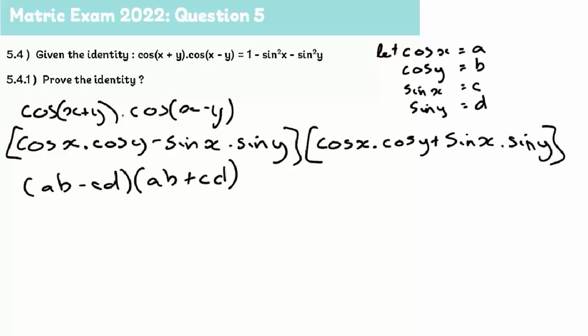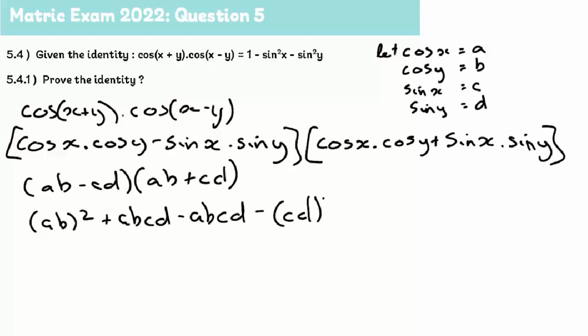What we get is ab times ab, that's ab squared, plus ab times cd. Then you get minus ab times cd, and then minus cd squared. So these two cancel out and you're left with ab squared minus cd squared. Let's substitute everything back to the way it should be. So this will be cos squared x times cos squared y minus sin squared x times sin squared y.